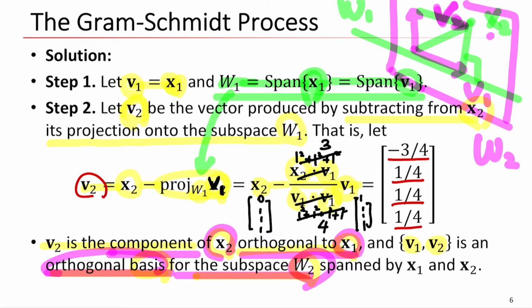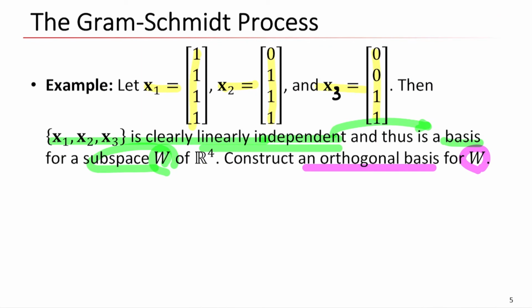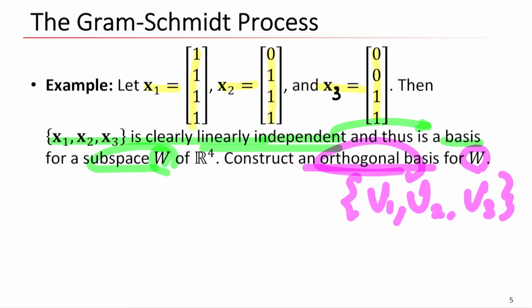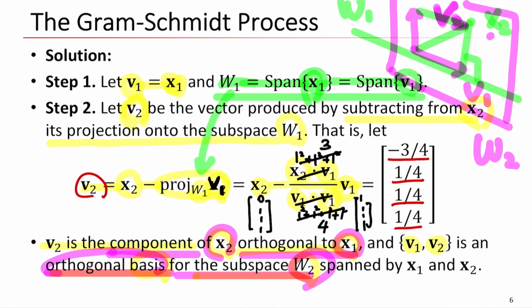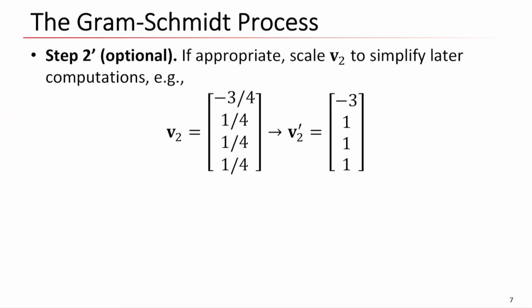We have to find another vector v3, orthogonal to v1 and v2, right? Because v1, v2 and v3 should be orthogonal to each other, as you can see here. So our goal is to find v1, v2 and v3. Okay, so let's do that.